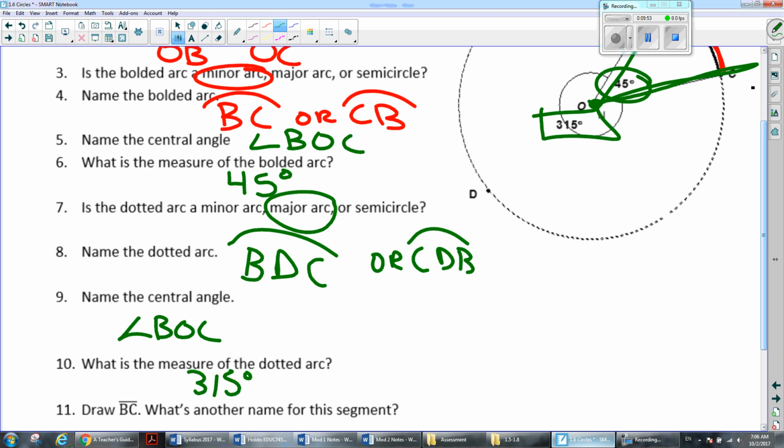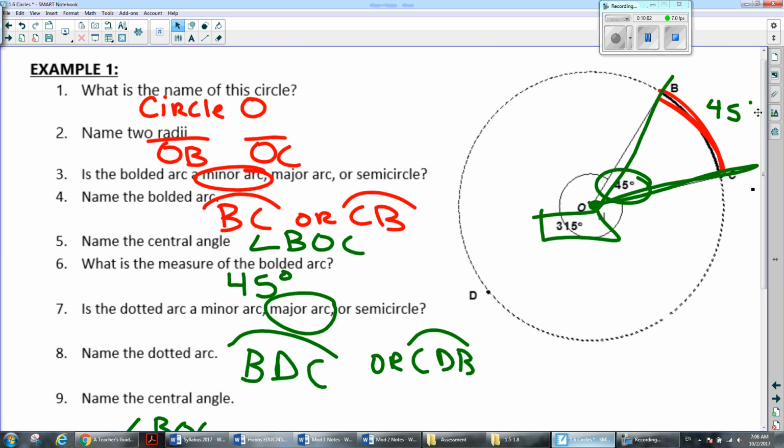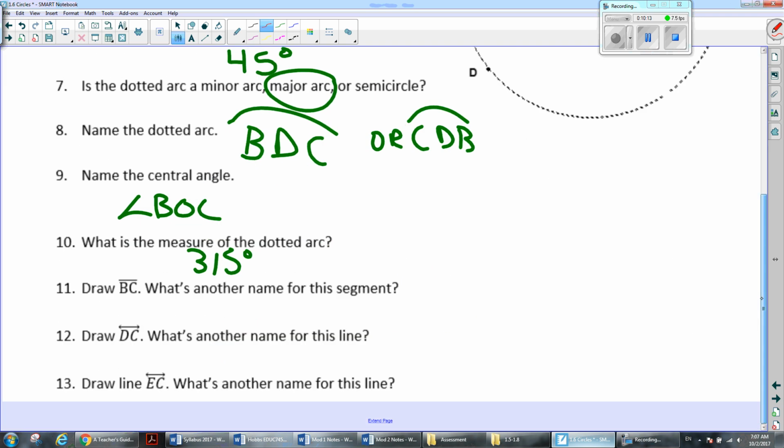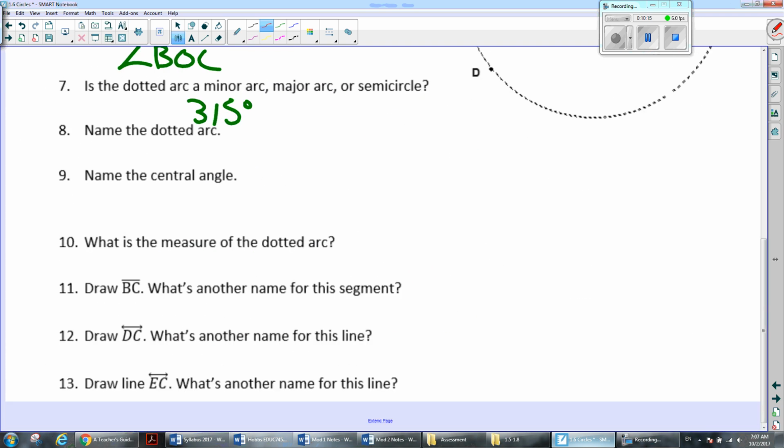Okay, now we want to draw in segment BC. So I'll erase some of these other things going on up here. Another name for that, since it connects 2 points on the circle, is a chord.